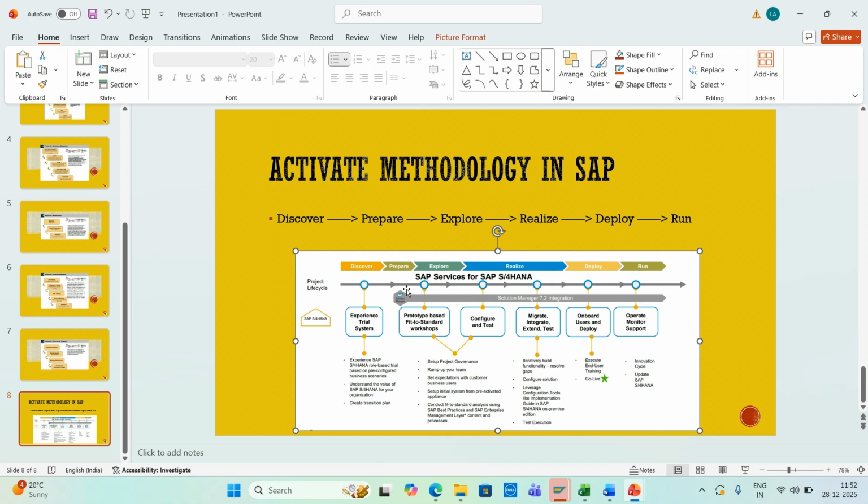So there is not much difference in the phases. Only one phase has been additionally given in Activate, but the entire model on which it works is different.